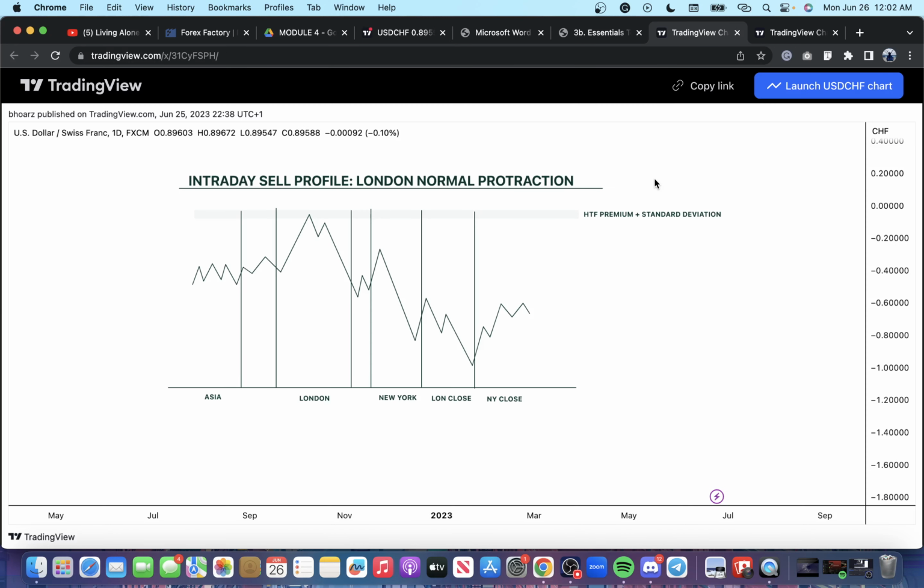All right, and I think another main problem for a lot of you guys is that you're going in trading London session and you want to use that 8 pip stop loss or 10 pip stop loss.